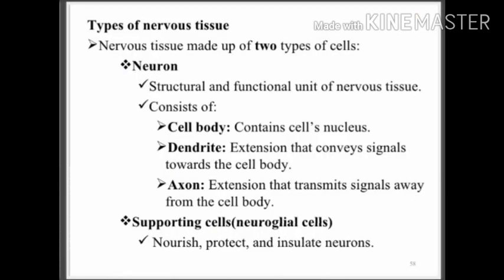The neuroglial cells in fact are more in number than the neurons. For every one neuron there are 9 neuroglial cells. These neuroglial cells support, protect and provide nourishment to the neurons. The neurons or nerve cells are the structural and functional unit of the nervous system. A neuron is made up of three important parts: cell body, dendrite and axon.